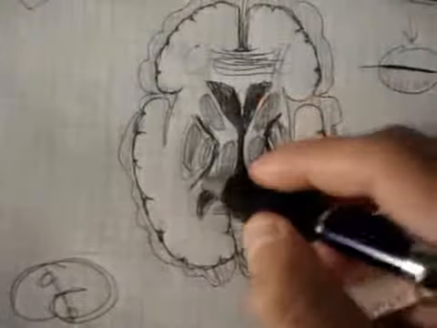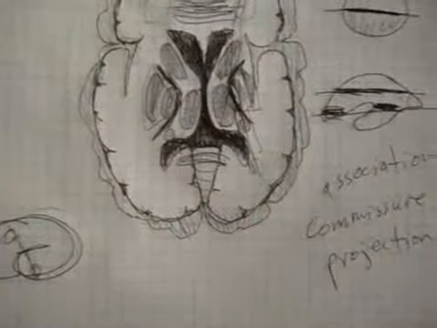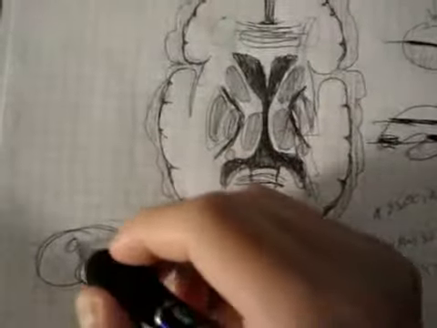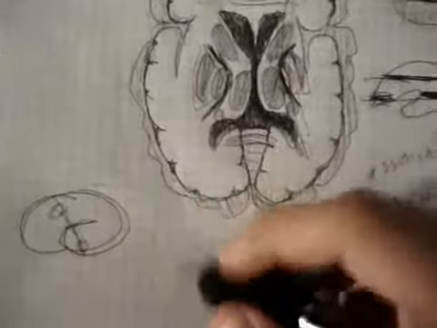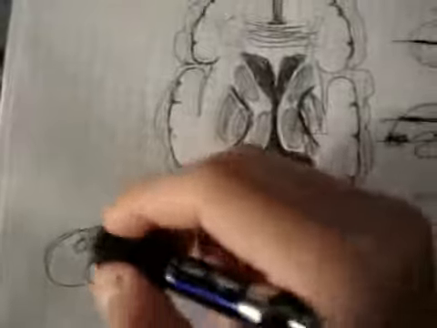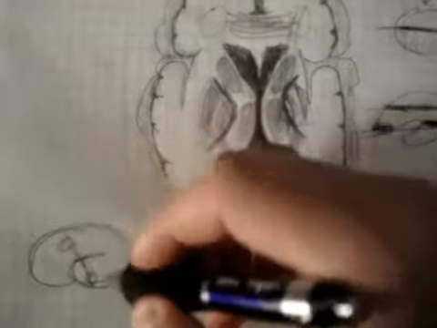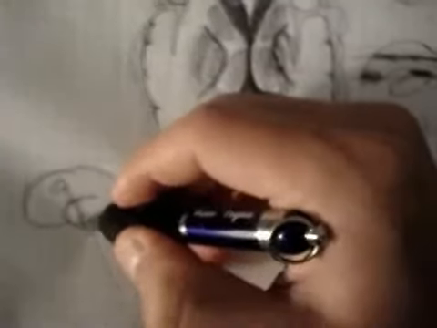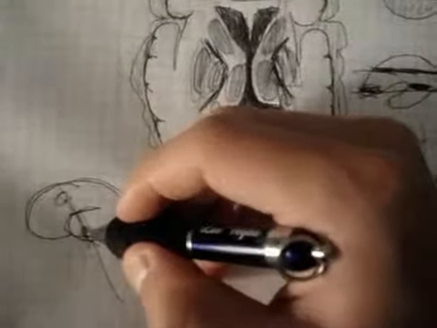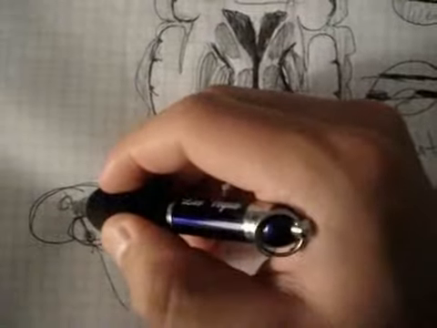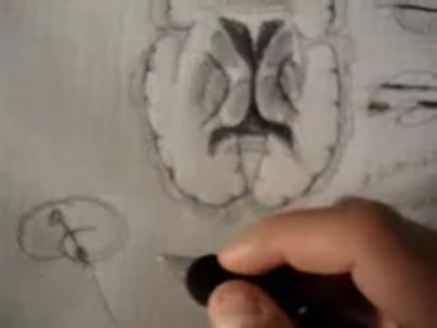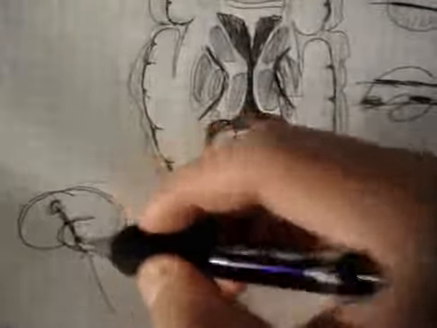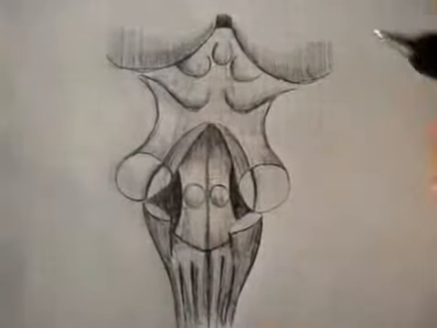And the internal capsule is an example of projection fibers, because, as we see when we talk about the motor pathways, the projection fibers allow information to come up from the spinal cord and then via the internal capsule get into the higher parts of the brain. So this would be your internal capsule here. So this is the brain stem.